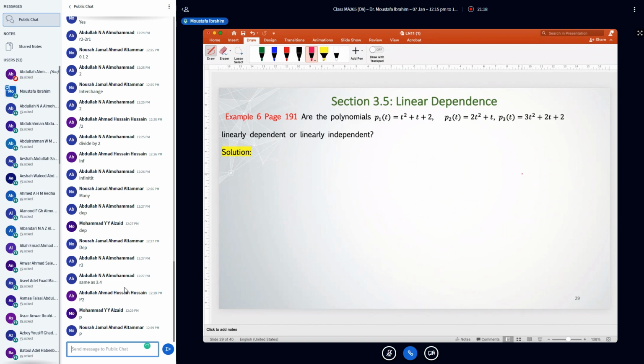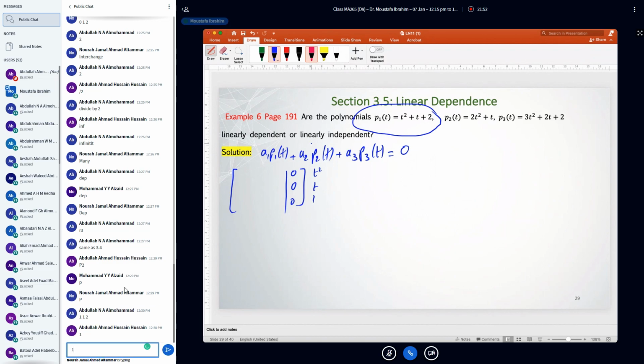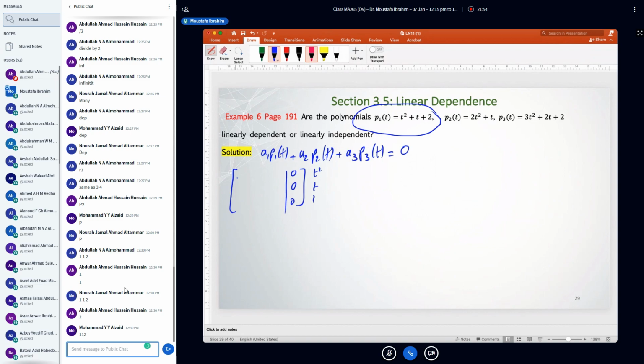So let's write the definition. Always you need to write the definition. A1 P1 of t plus A2 P2 of t plus A3 P3 of t equal to 0. And for polynomials, I taught you how to directly write the augmented matrix. So t squared, because it's P2, t and 1. For P1 of t, what are the numbers? 1, 1, 2. Very good. 1 t squared, 1 t, and number 2.